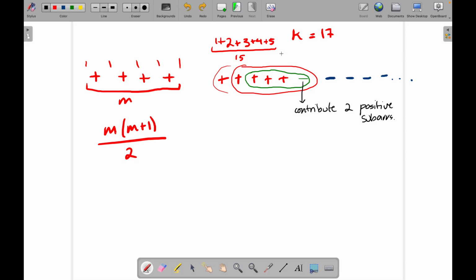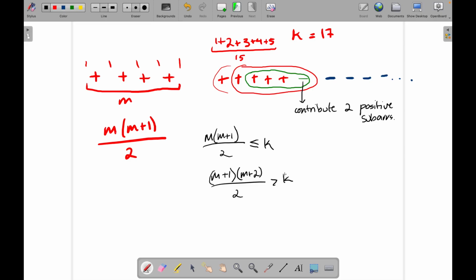And the general idea, the way we generalize this, is instead of choosing 17 and 15 as these random constants, we let k be whatever. We find this value such that it's as close to k as possible. Or rather, we find a value m such that m times m plus 1 over 2 is less than or equal to k, but, big but, m plus 1 times m plus 2 over 2 is greater than k.